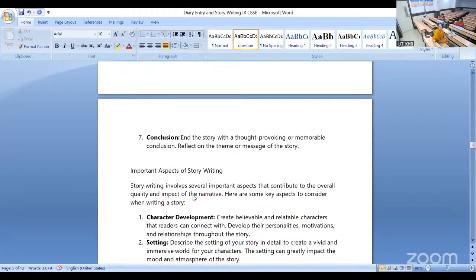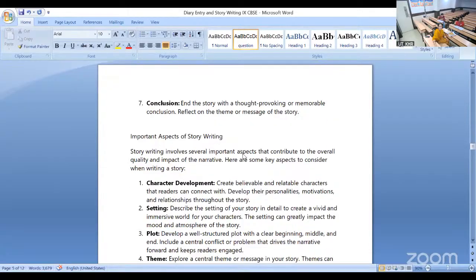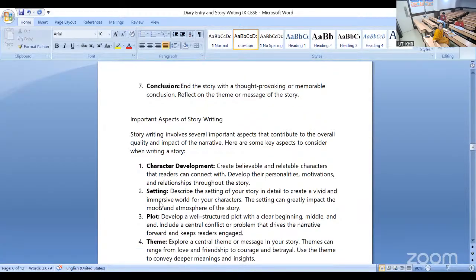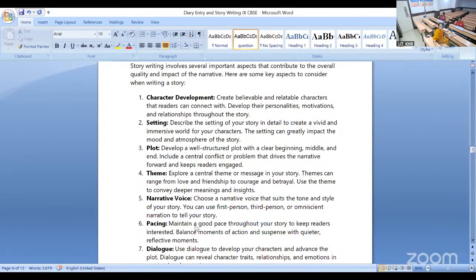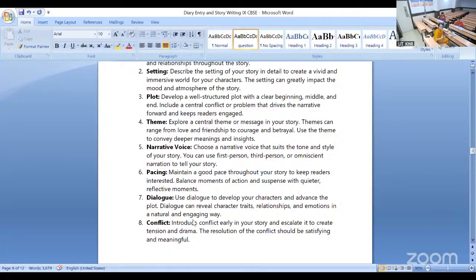Okay, important aspect of a story writing. Story writing involves character development. देखो, and all within 100 to 120 words. So waste नहीं करना है. Setting, plot, theme, इतना तो 100 to 120 तो इतना ही होता है.